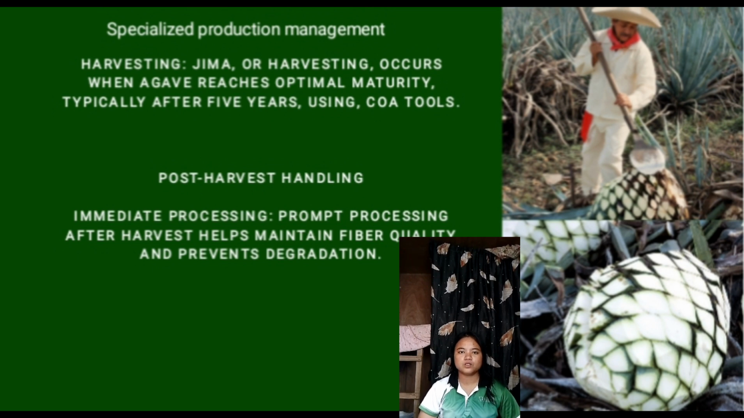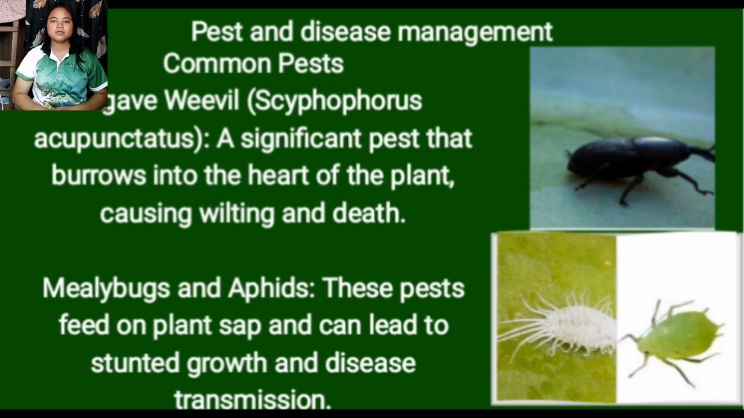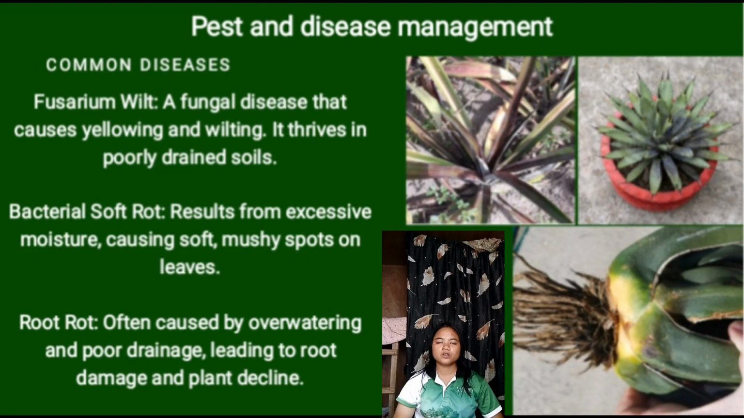and prevent degradation. For pest and disease management, the common pest of agave plants is the agave weevil. Their larvae may cause wilting and death of the plant. The mealybugs and aphids also feed on the plant sap and can lead to stunted growth and disease transmission. A common disease of agave plants is fusarium wilt. This disease can cause yellowing and wilting.